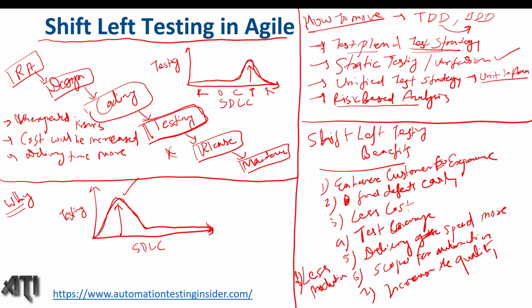So I talked about eight different advantages of shift left testing. The first is enhanced customer experience, then finding defects early, less cost, more test coverage, more delivery speed, scope for automation, increased quality, and fewer production issues. So these are the different advantages of shift left testing. This is all about shift left testing, guys, an important topic I wanted to discuss.